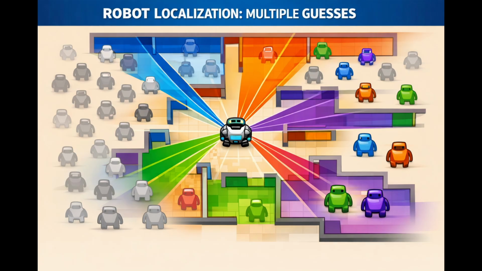Before we look at any specific method, there is one important idea you need to understand. Instead of guessing one exact position, robots usually keep many possible guesses at once, then slowly narrow them down using sensors and movement. Think of it like this. If you were blindfolded in a building with a floor plan, you wouldn't say, I'm here for sure. You would say, I might be here or here or here, and then start ruling things out.